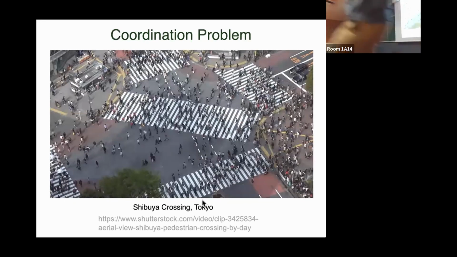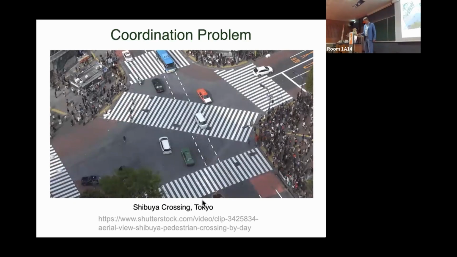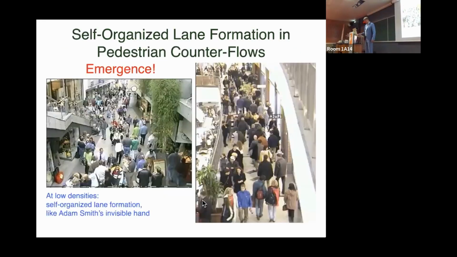Unfortunately, it's a little bit warped, this presentation. Anyway, so let's switch to the next slide.